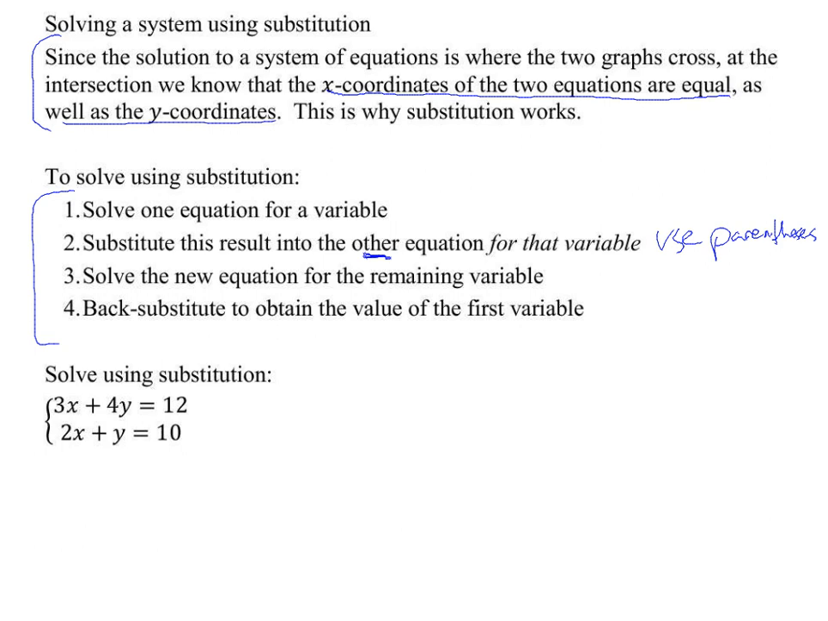So step 3, solve the new equation for that remaining variable. You'll get like x equals something or y equals something. Step 4, back substitute into an original equation to obtain the value of the first variable. You need to go back to an original equation because if you made a math mistake somewhere along the way when you solved the first equation for a variable, you may not catch that mistake, and then it will lead you to thinking that you have the right answer.